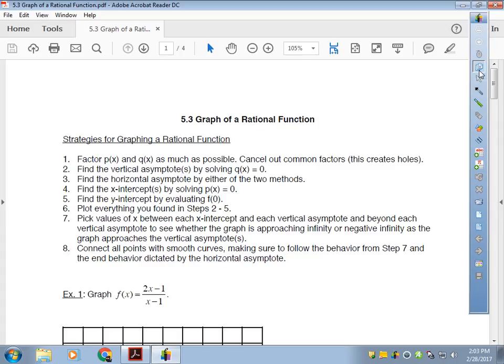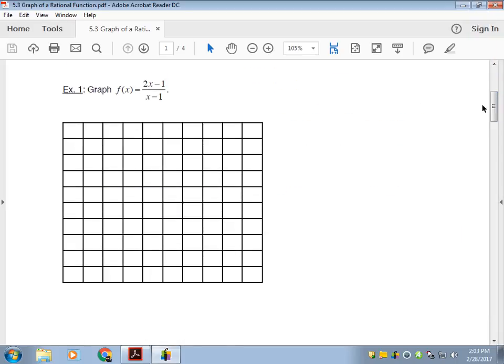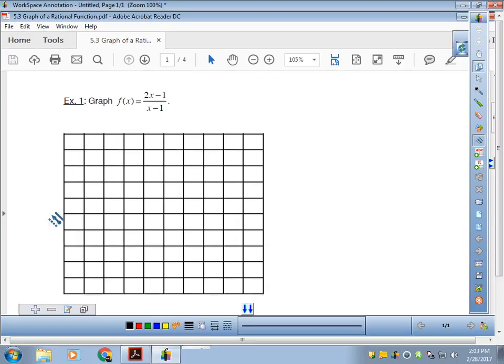So let's look at some examples of this. I'm going to draw my axis lines in here first. So we have our rational function f of x equals 2x minus 1 over x minus 1.